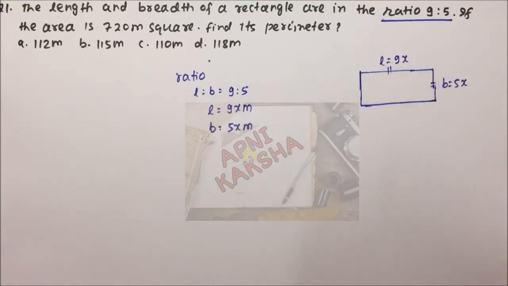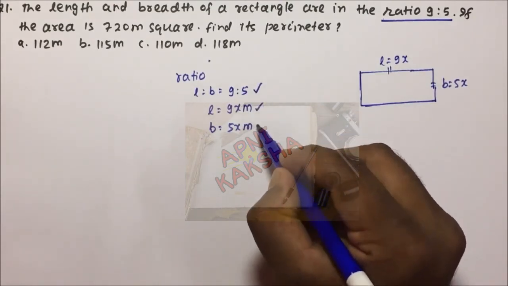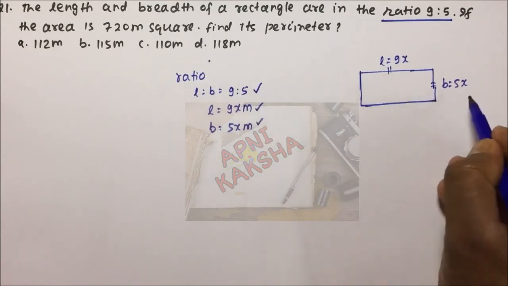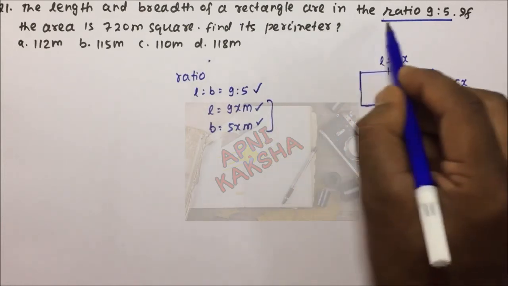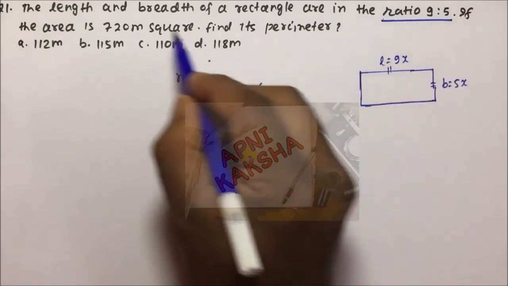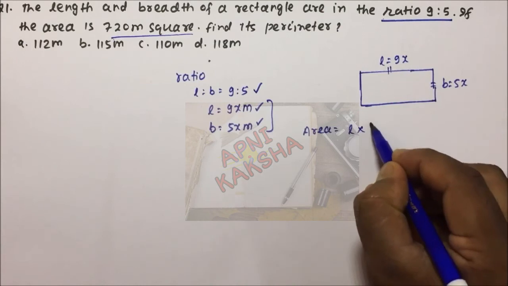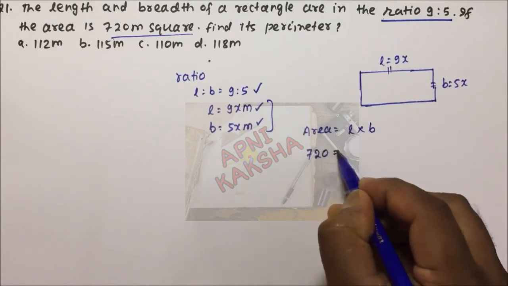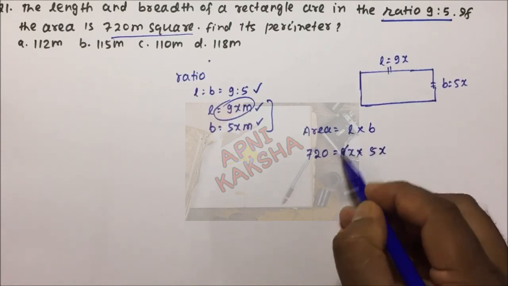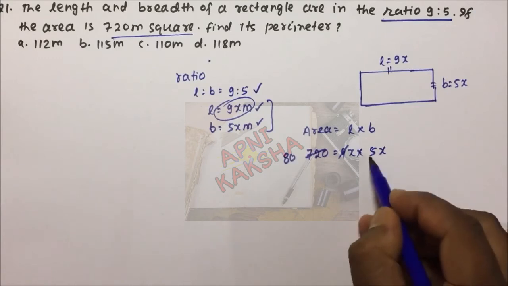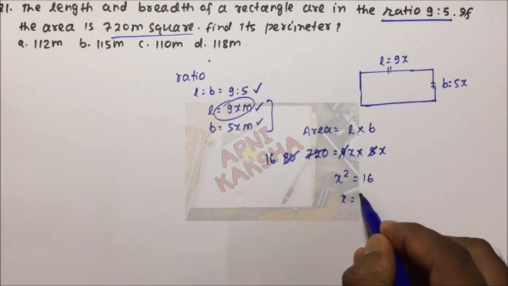Now we know the length and we know the breadth. The length and the breadth of a rectangle are in the ratio of 9:5. If the area is 720 meter square, then area will be equal to length into breadth. Area is given as 720, length is 9x, and breadth is 5x. Now 9 into 5 is 45, and 720 divided by 45 is 16. So x square will become 16 and x will become 4.